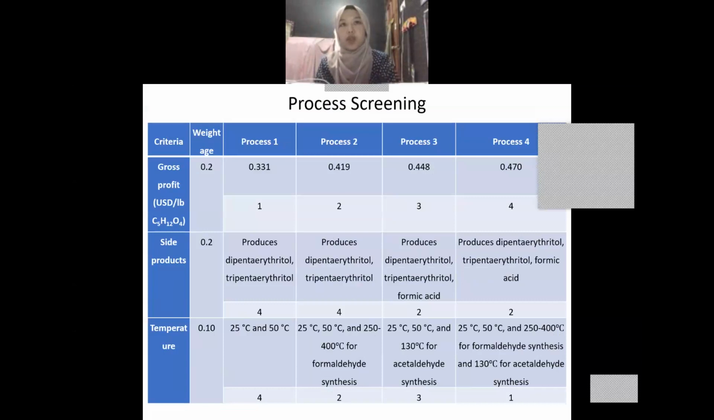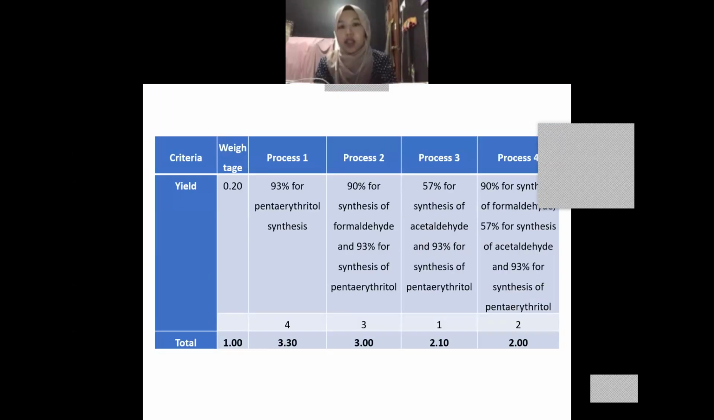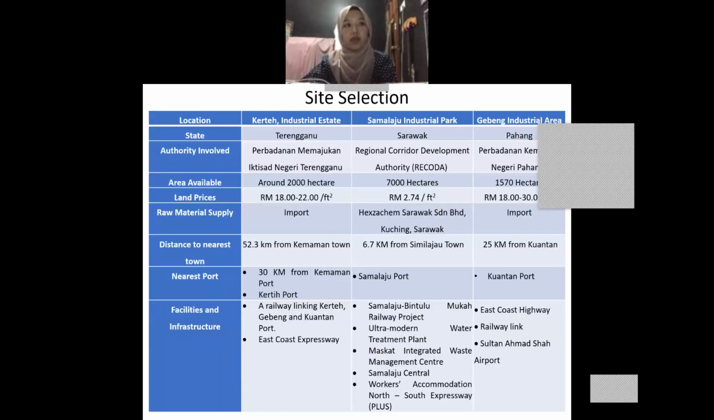So next I will explain the process screening. After we have done process screening for process 1, 2, 3 and 4, we have decided to choose process 1 because it has the highest score compared to process 2, 3 and also process 4. Next.